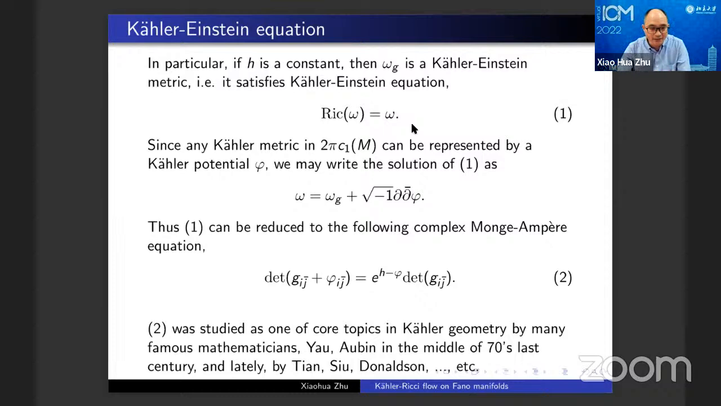Since any metric in the c_1 class can be represented by a Kähler potential, we may write the solution of the equation as ω = ω_g + √-1 ∂\bar∂ φ. Then equation one can be reduced to the following Monge-Ampère equation. Here, the determinant on the left-hand side is for the metric ω, and the determinant on the right-hand side is for the background metric ω_g. This equation two is very famous. It was studied as one of the common topics of Kähler metrics by many famous mathematicians, starting in the middle of the last century, and later by Donaldson and many people.